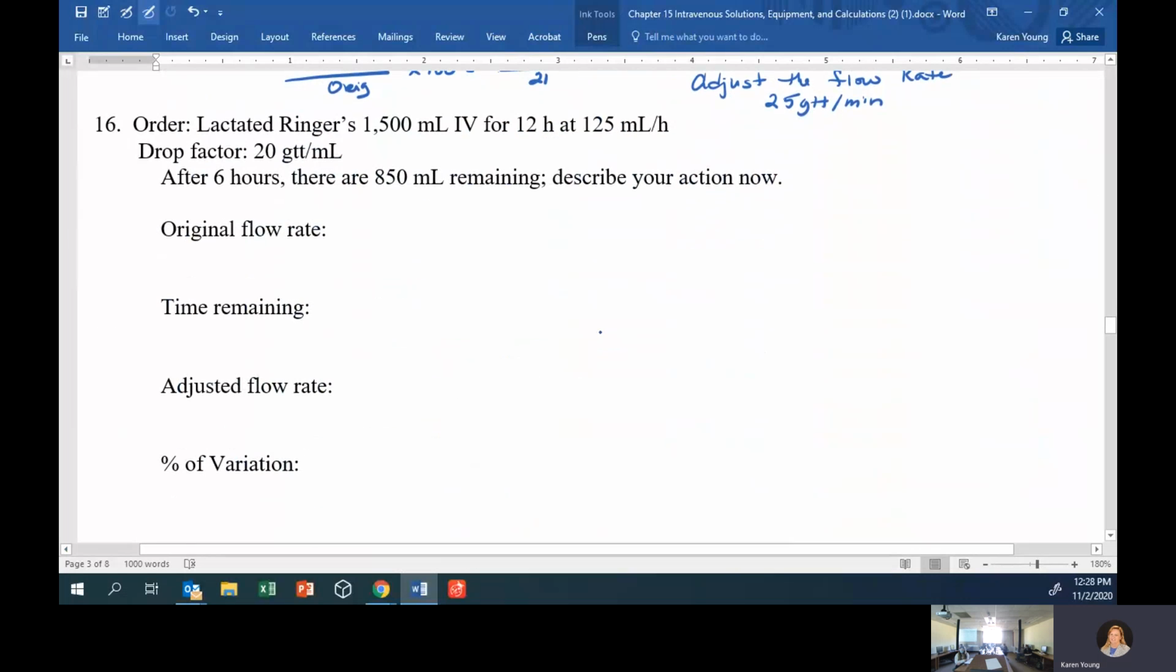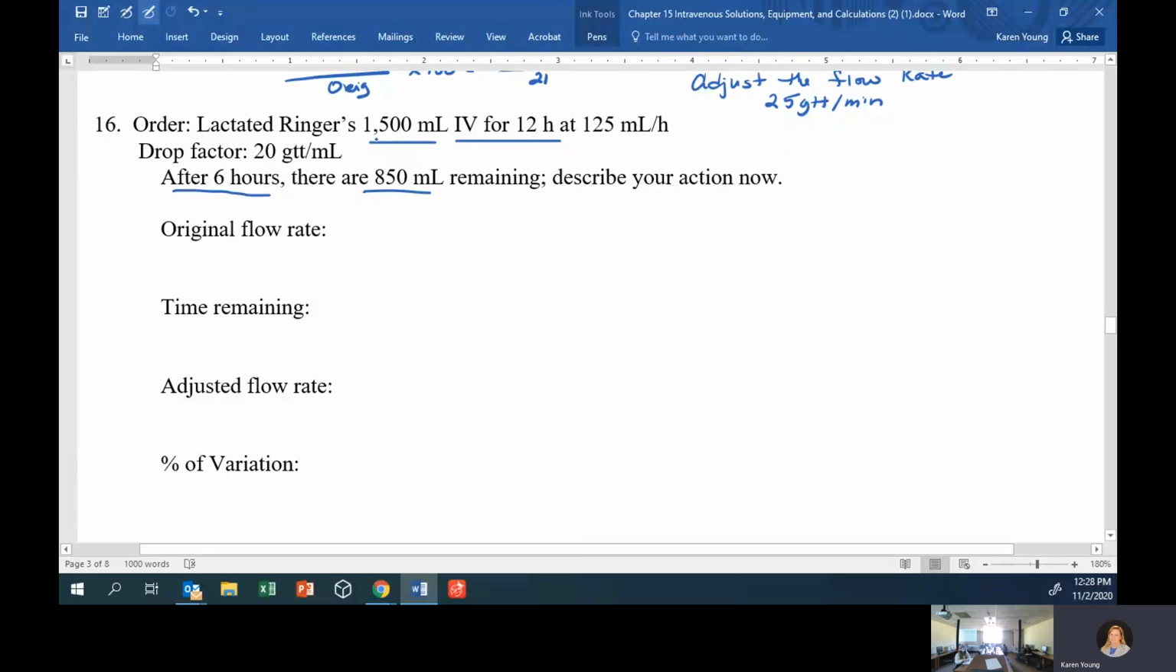Let's look at 16 for a minute. I've got 15,000 milliliters that has to infuse in 12 hours. We're not going to worry about anything else just yet. I check it at 6 hours and have 850 milliliters remaining. 6 hours is my halfway point, right?